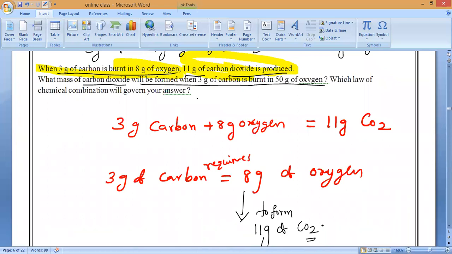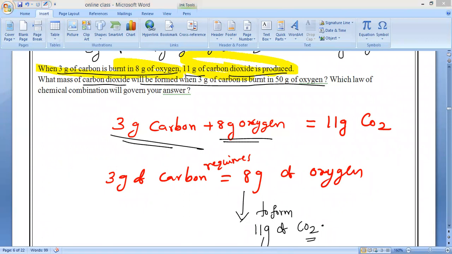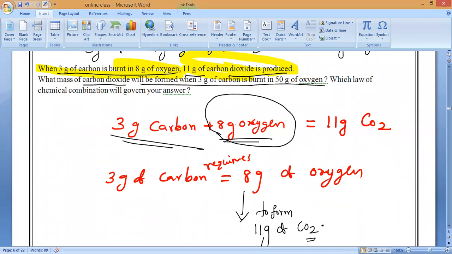Mitakshri, use mind. Law of constant proportion says that always the proportion remains the same. Do you understand, Mitakshri, what I'm saying? If you are not understanding, ask me. If I burn 3 grams of carbon, it will always take how much oxygen? It will always take how much oxygen? 8 grams, sir. 8 grams only.